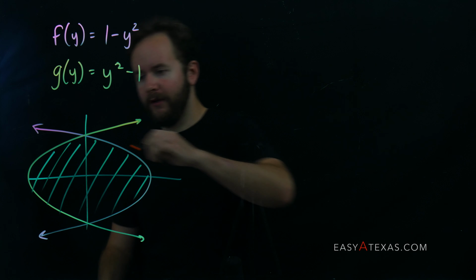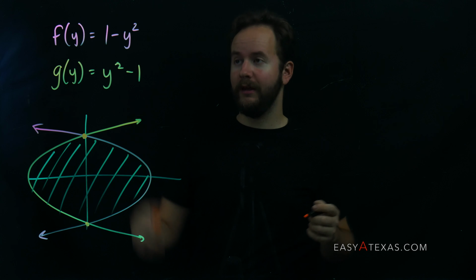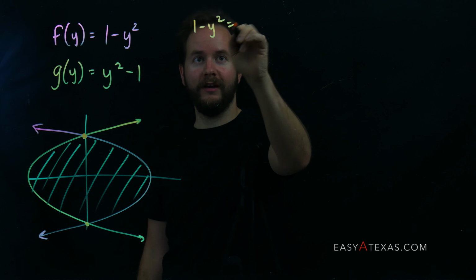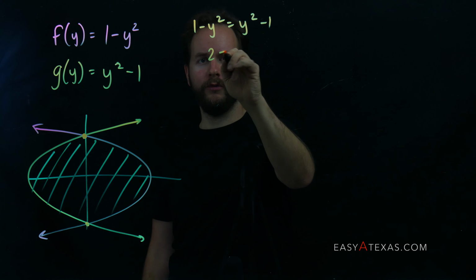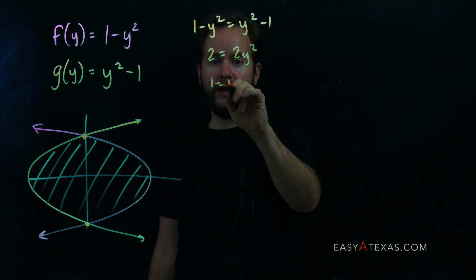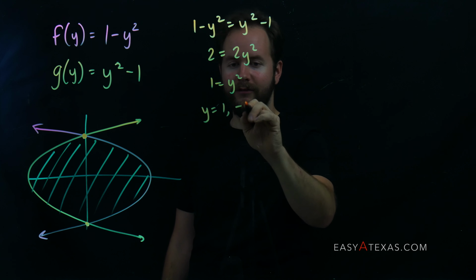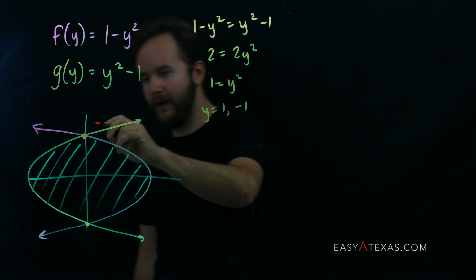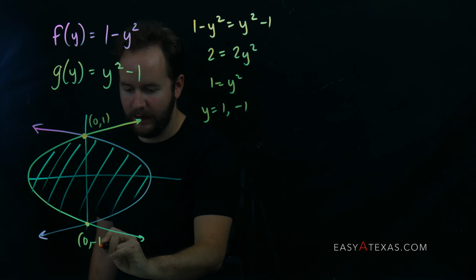In order to figure out the bounds on y, we're going to set the two functions equal to each other to figure out the values of y that cause them to intersect. So 1 minus y squared is going to equal y squared minus 1. I'm going to add the 1 over, add the y squared over, so I get 2 equals 2y squared. Divide both sides by 2, and I get y squared equals 1, which means y is plus and minus 1. So 1 and negative 1 are the two values of y here that cause the intersection. This is (0, 1), and this is (0, negative 1).